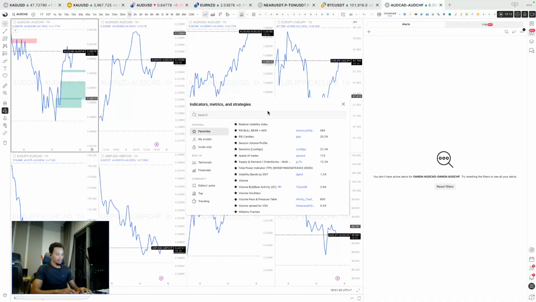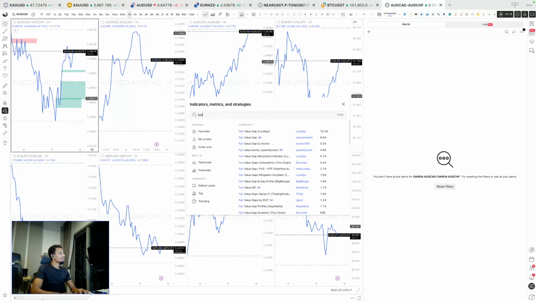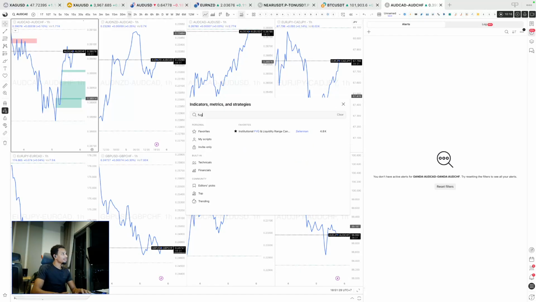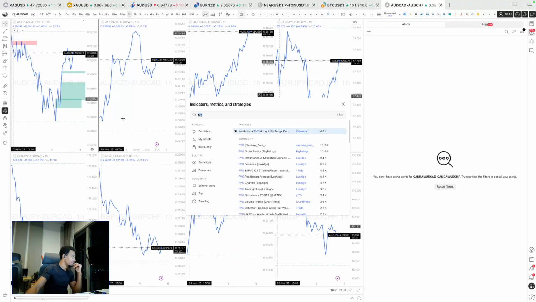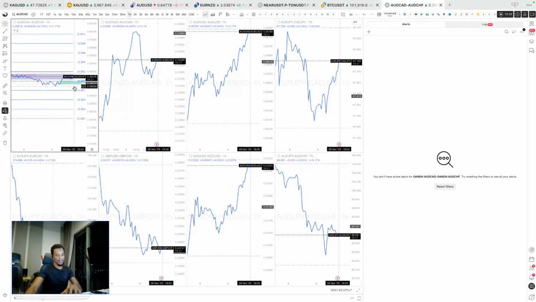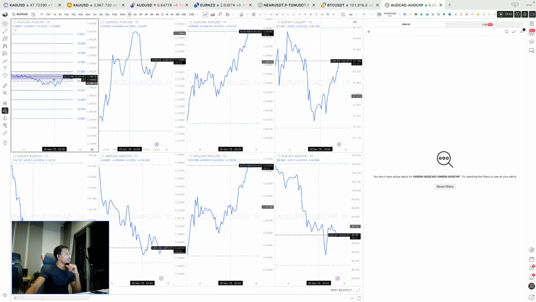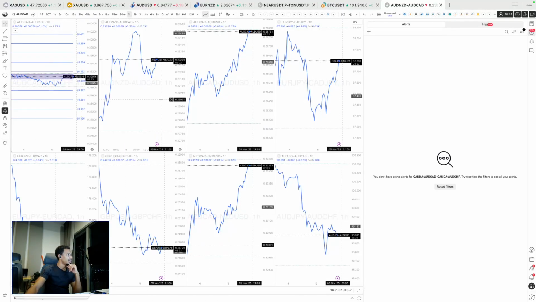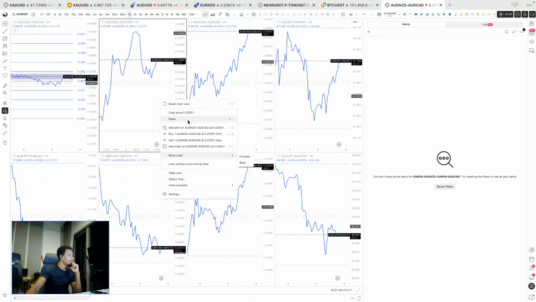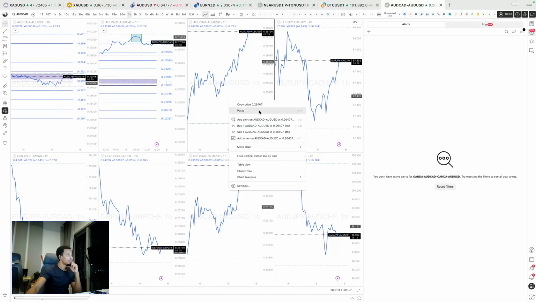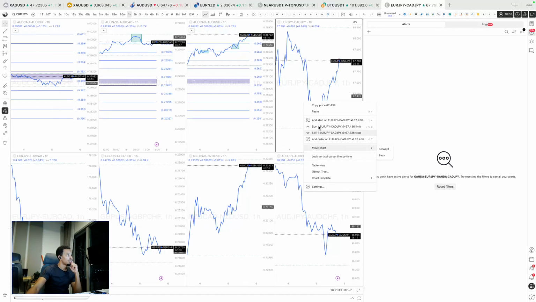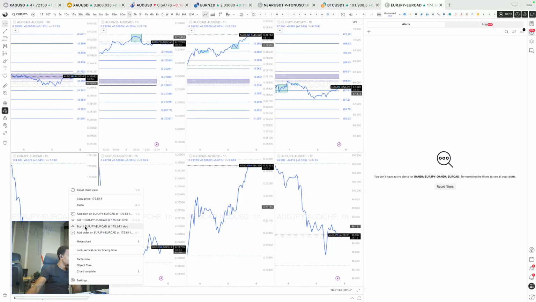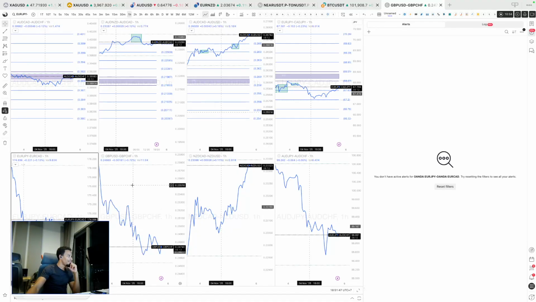All right. So here we go. This is a really good fair value gap indicator to use. So we're just going to take this and drop it on all of these. And what we're looking for right now is fair value.